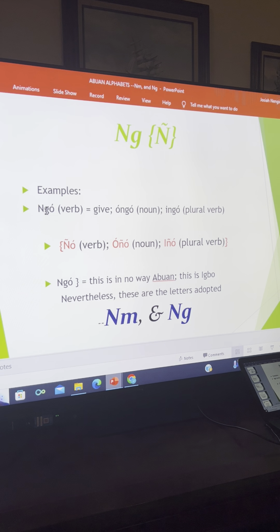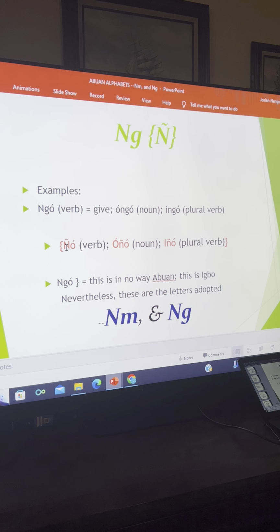But even then, we are asked to pronounce this nga, which is a verb, all right? That translates to give. Nga, give. The corresponding noun form of it is onga, and the plural form is inga. It's pluralized because if several people are giving something to somebody, then the Abuan man will make it plural. So inga, that's a plural verb, all right?